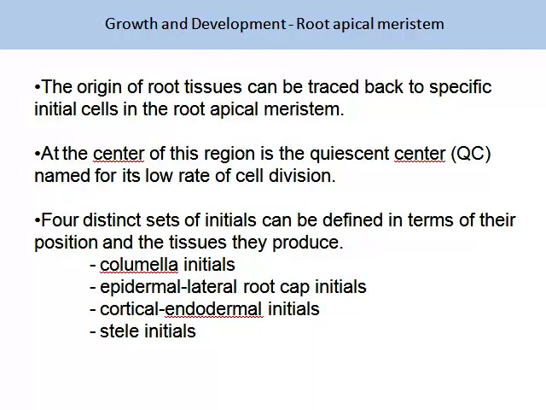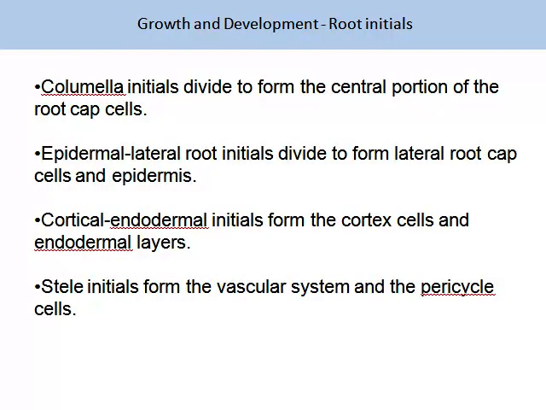The origin of the root tissues can be traced back to specific initial cells in the root apical meristem. At the center of this region is the quiescent center, or QC, named for its low rate of cell division. 4 distinct sets of initials can be defined in terms of their position and the tissues they produce: the columella initials, the epidermal lateral root cap initials, the cortical endodermal initials, and the stele initials.